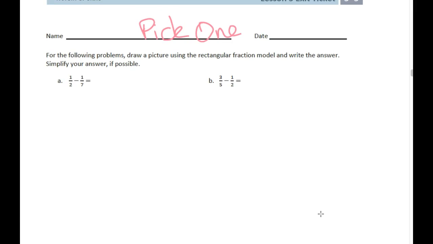So here is tonight's homework. I'm going to ask you to pick one. Pick one, and you're going to do it the same way that you just watched. All right, see you tomorrow.